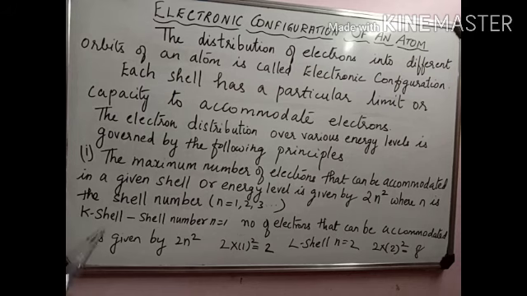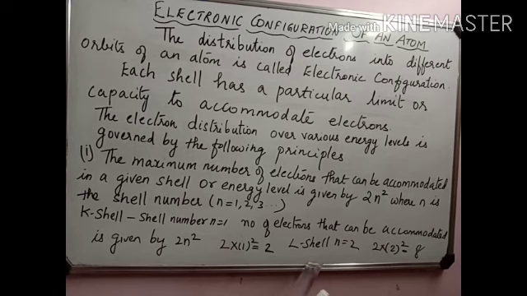For example, if you take the K shell, the shell number is 1. So the number of electrons that can be accommodated in the K shell is given by the formula 2n square. What is n? n is 1. So 2 into 1 square, so 2. So the number of electrons that can be accommodated in the K shell is 2.